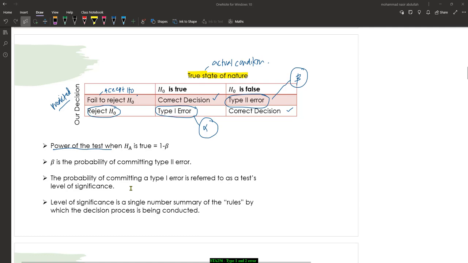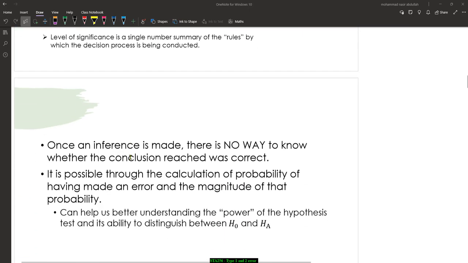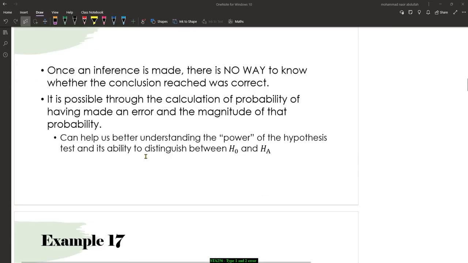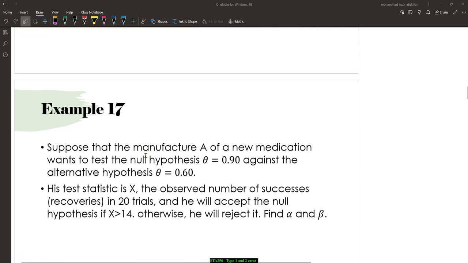So the probability of committing type 1 error is referred to as the level of significance of the test. This is the term that you need to know. Once an inference has been made, there is no way to know whether the conclusion reached is correct or not. So otherwise we can calculate the power of the test, or we determine the level of significance and type 2 error. Now let's look at example number 17.